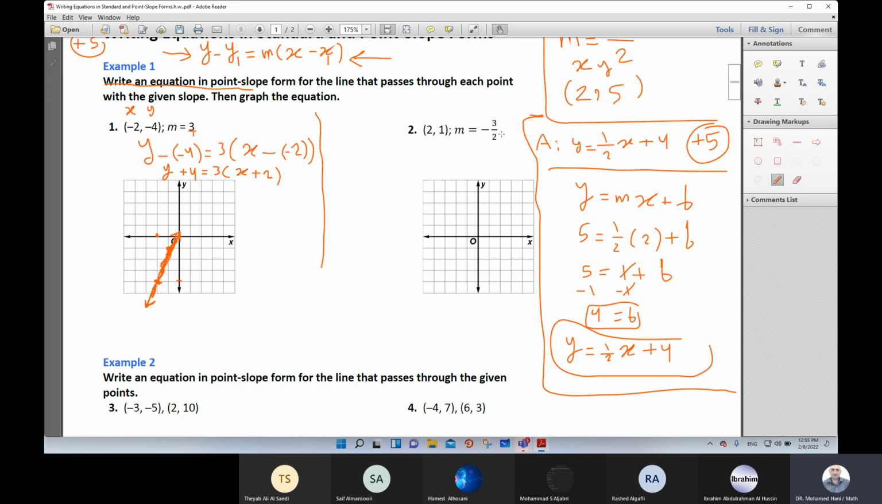Yes, tell me please, what is your answer? Y minus 1 equal negative 3 over 2, x minus 2. Great work, Ahmed. Who has a different answer?